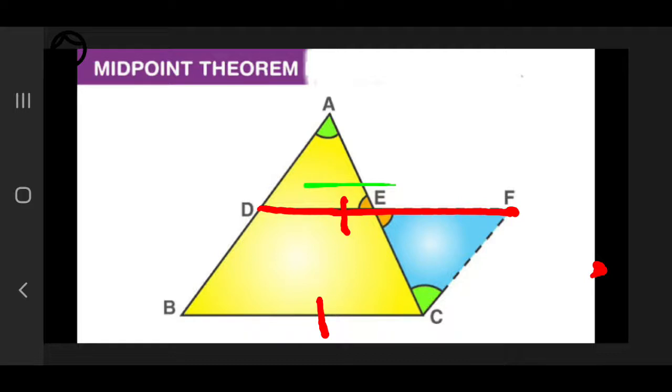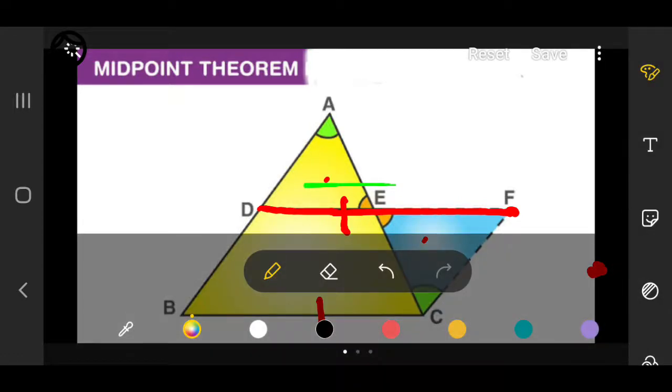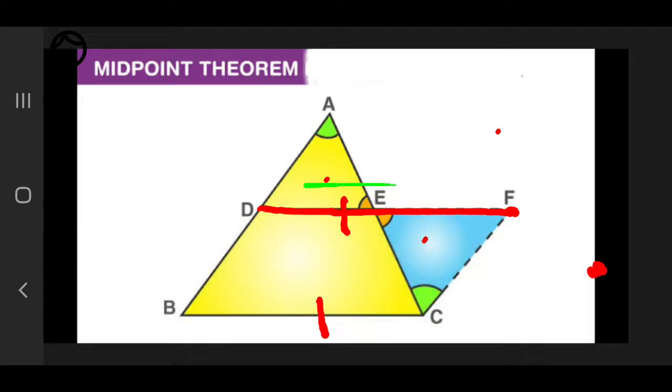Yes, how can we prove that these two triangles are congruent? We have to prove EFC is congruent to EAD. It is not given that E is the midpoint of AC. That one we have to prove. It is only given that AD equals DB because D is the midpoint.